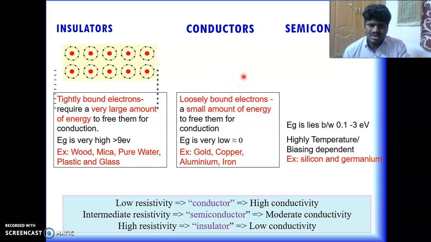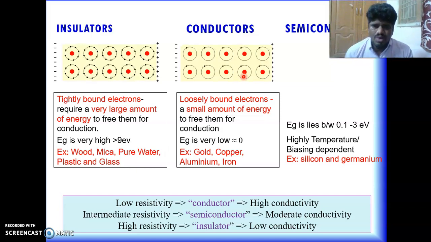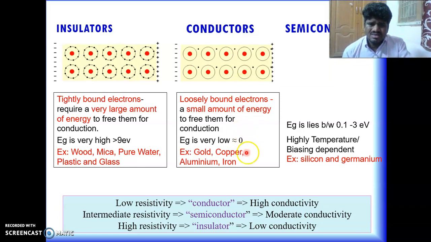When it comes to conductors, they have more valence electrons, and these valence electrons are loosely bound, and their energy gap is around 0 electron volts. Examples are gold, copper, aluminum, iron. So it requires very little energy to free the electrons, and these electrons are responsible for electrical conduction in conductors or metals. You can see this in the animation.